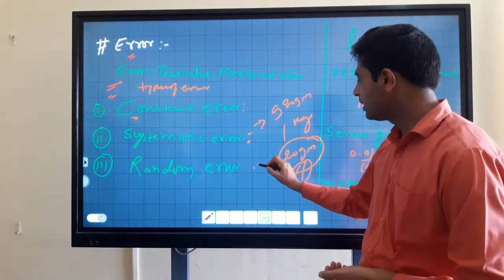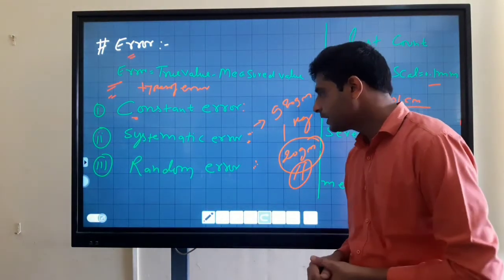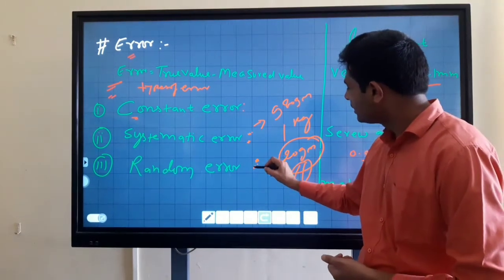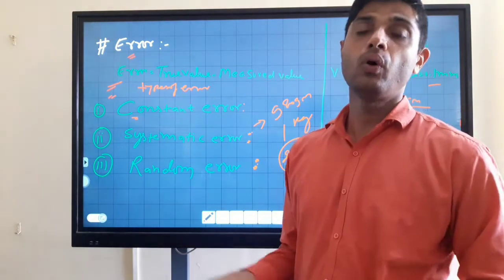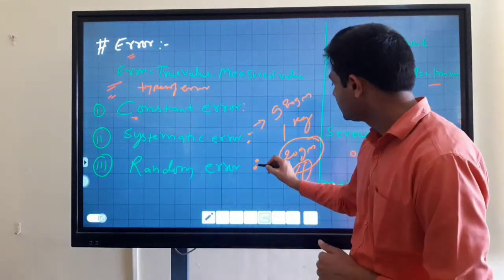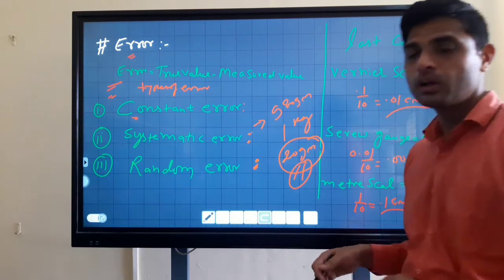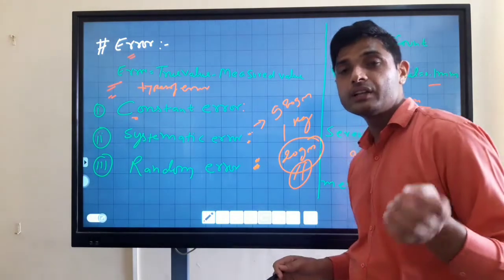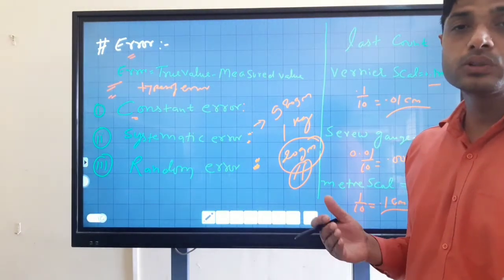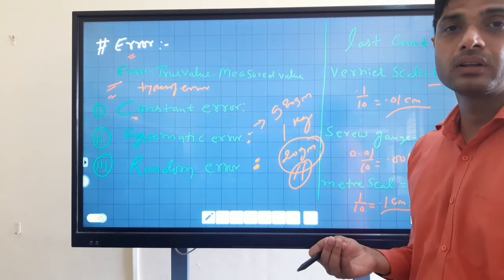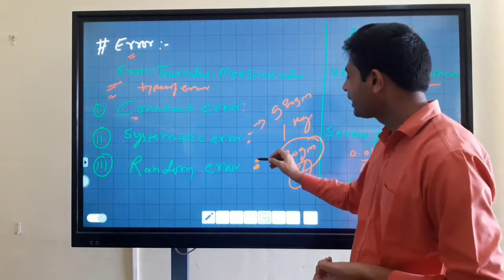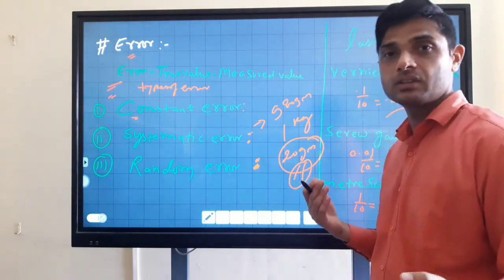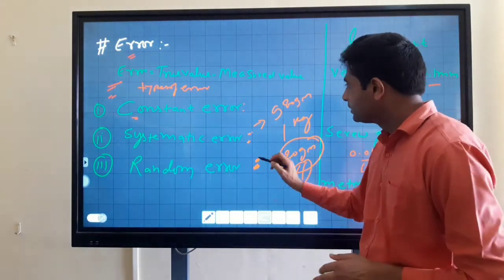Third one is random error. Random error arises due to the carelessness of the observer. If in an experiment the observer takes a reading and there is a problem in the reading due to the carelessness of the observer, it means random error arises due to the observer's carelessness. So these are the three errors.